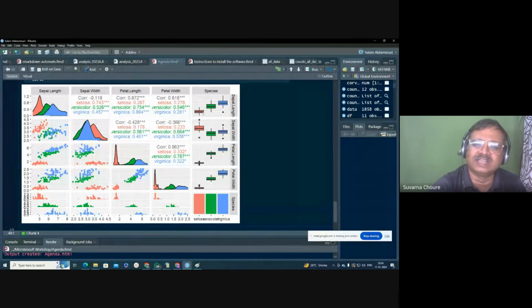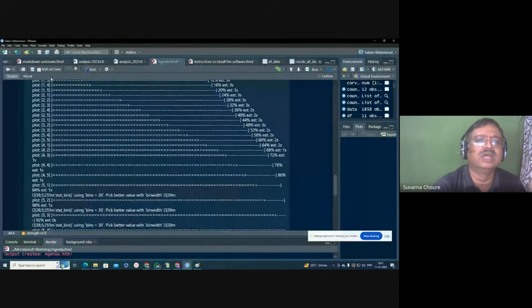These box plots are there also to show the distributions, and these different colors are there. Histograms are also there. Bar plots are also there. Correlations of those varieties are also shown, and I can include those in my report.